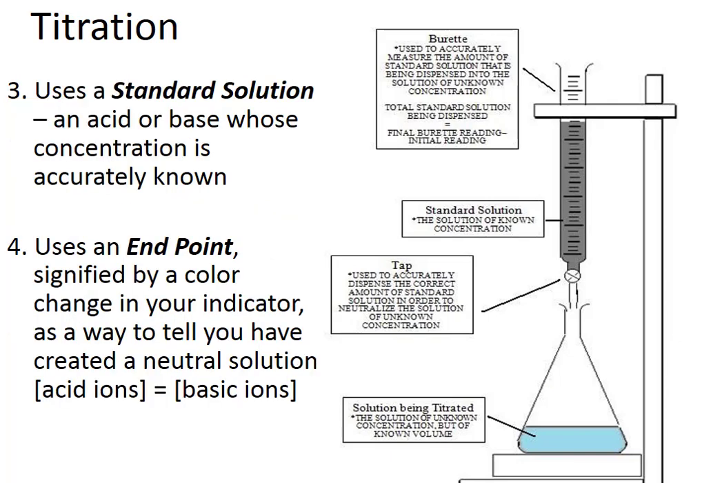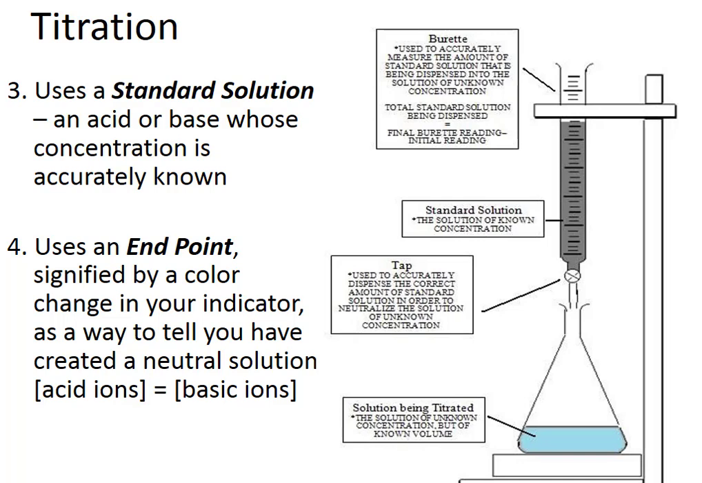A standard solution is just an acid or base whose concentration is already known. You made it yourself. And what you're really looking for is the endpoint, which is signified by a color change. We're going to use phenolphthalein, or we might use bromothymol blue. The change in your indicator is a way to tell you have created a neutral solution.